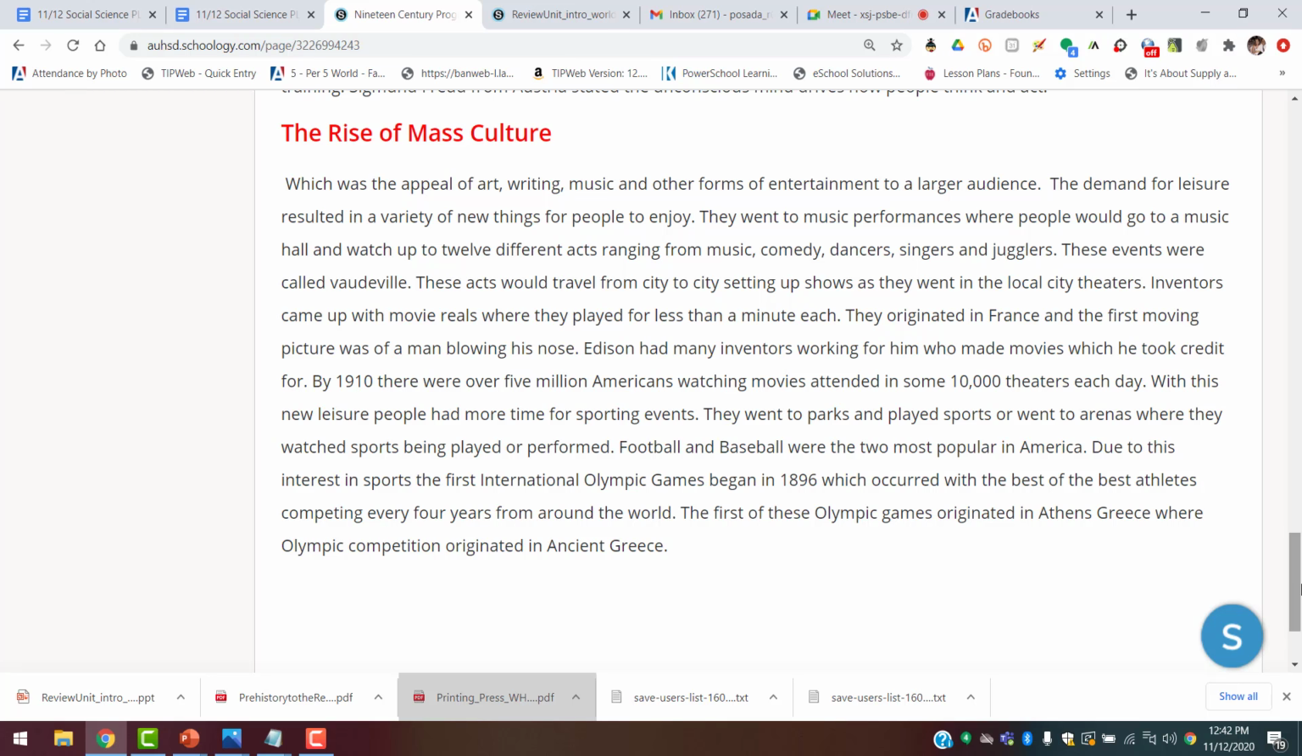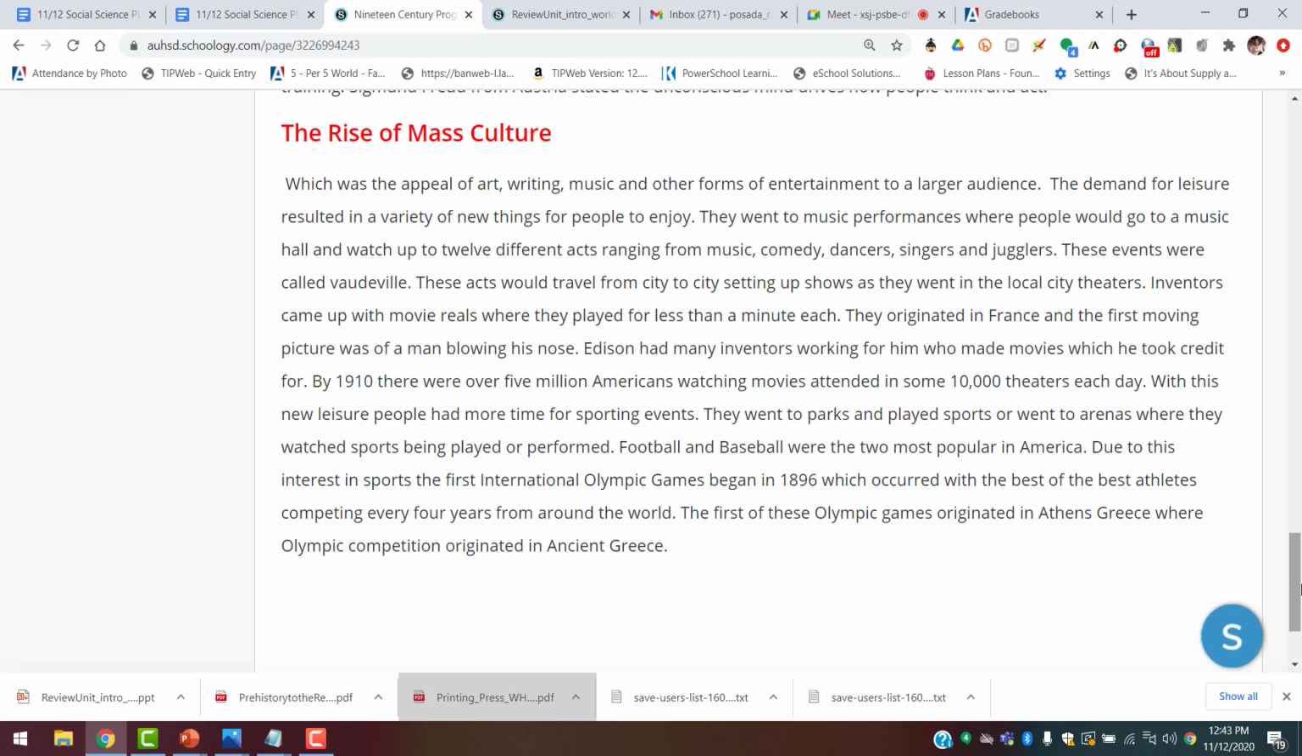So moving forward, the rise of mass culture, which was the appeal of art, writing, music, and other forms of entertainment to a larger audience. The demand for leisure resulted in a variety of new things for people to enjoy. They went to music performances where people would go to a music hall and watch up to 12 different acts ranging from music, comedy, dancers, singers, and jugglers. These events were called vaudeville.